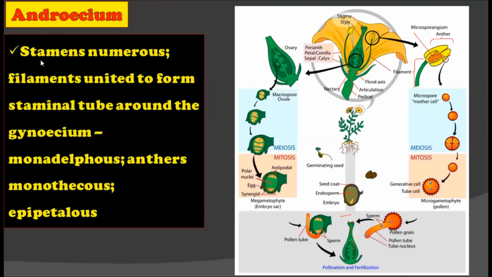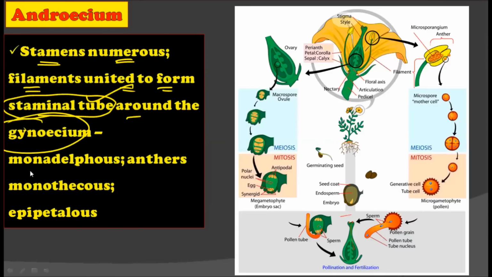All right. Now let us see the characteristics of the androecium. The stamens are numerous. That is, there are many stamens. The filaments are united to form the staminal tube. That is, all the filaments of the stamens are united to form the staminal tube around the gynoecium. Then there is a monoadelphous condition. That is, if all the stamens are fused at the base to a common tube, then such a condition is called the monoadelphous condition.